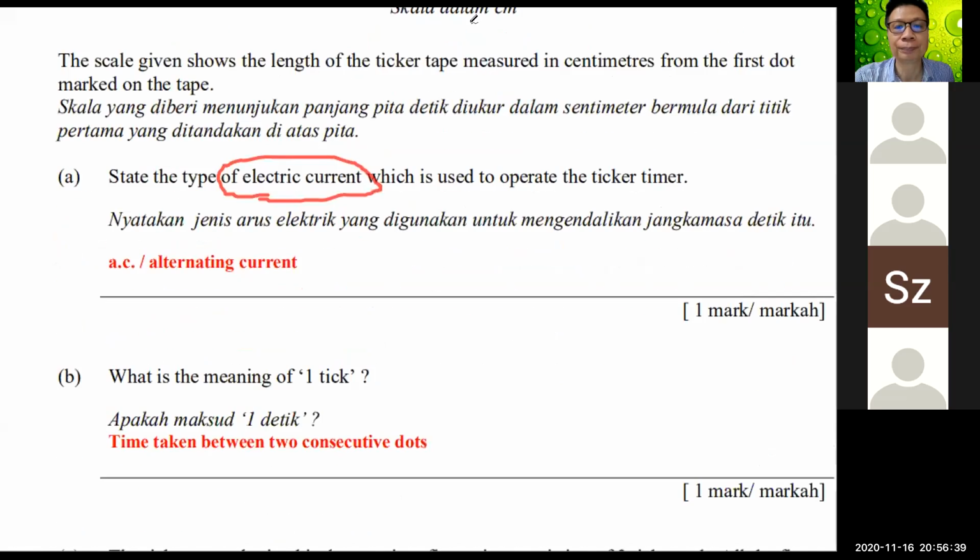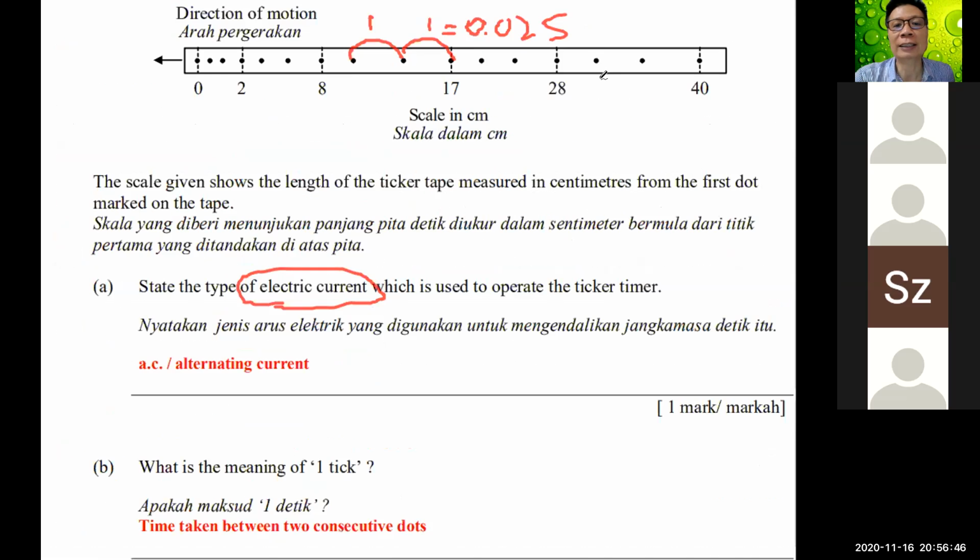Okay, the answer is here. So your answer must be like this. The meaning of one tick is the time taken between two consecutive dots. Here to here, the time taken from one dot to the next dot is one tick. So one tick is 0.02 second. Just for your knowledge, you write it down. One tick equals 0.02 second. It's a time between two consecutive dots. There will be an SBM question like that. Later on in your final exam next year, January, you will get this question.